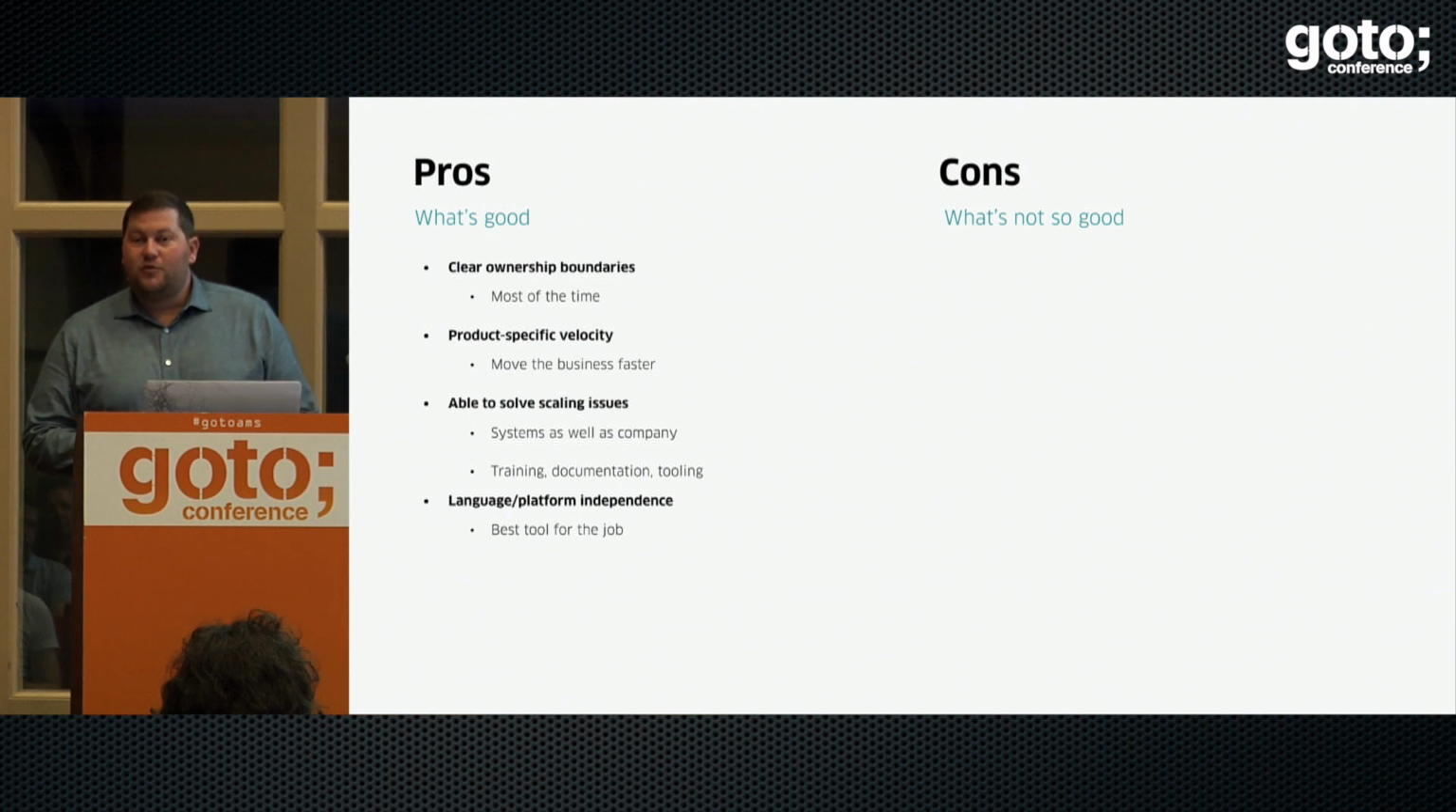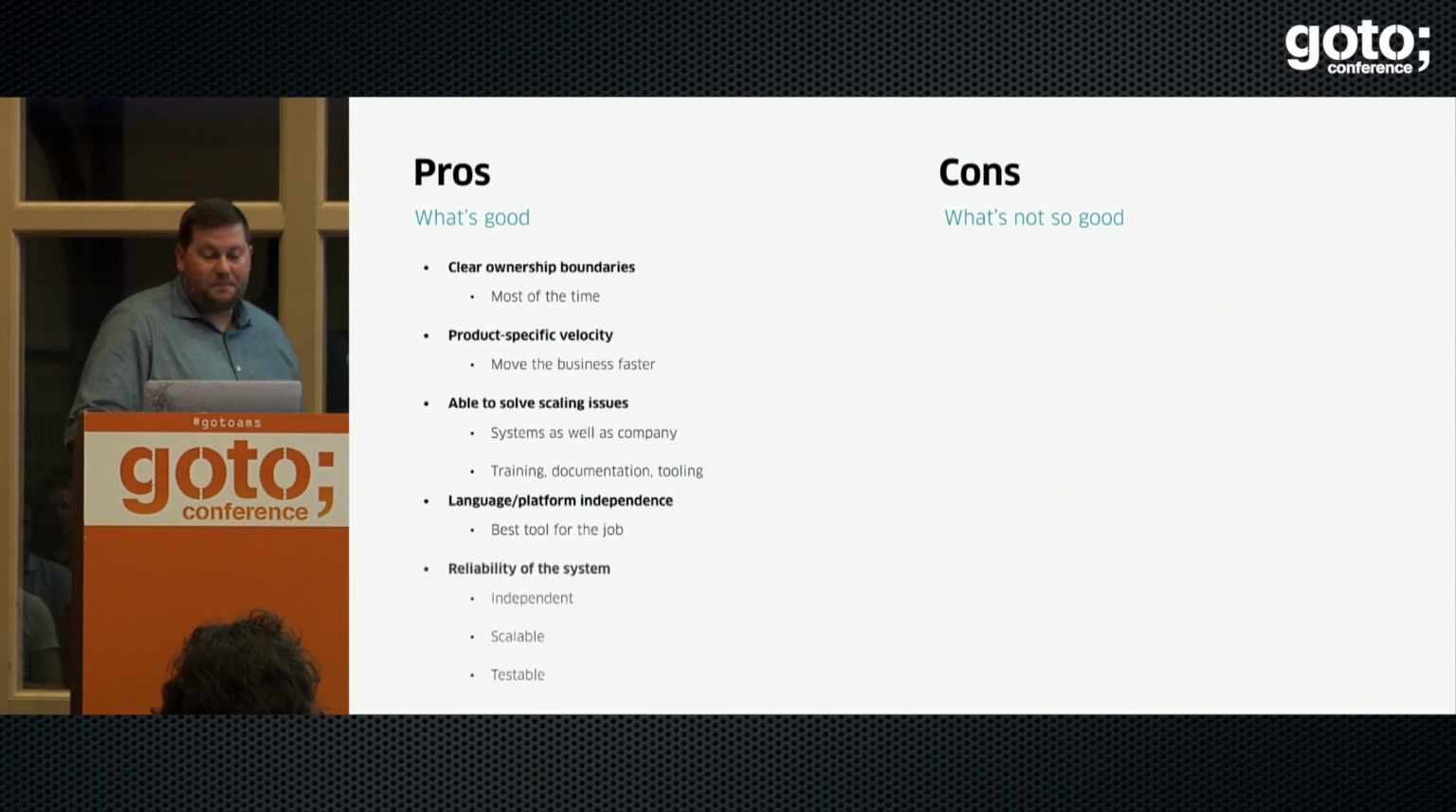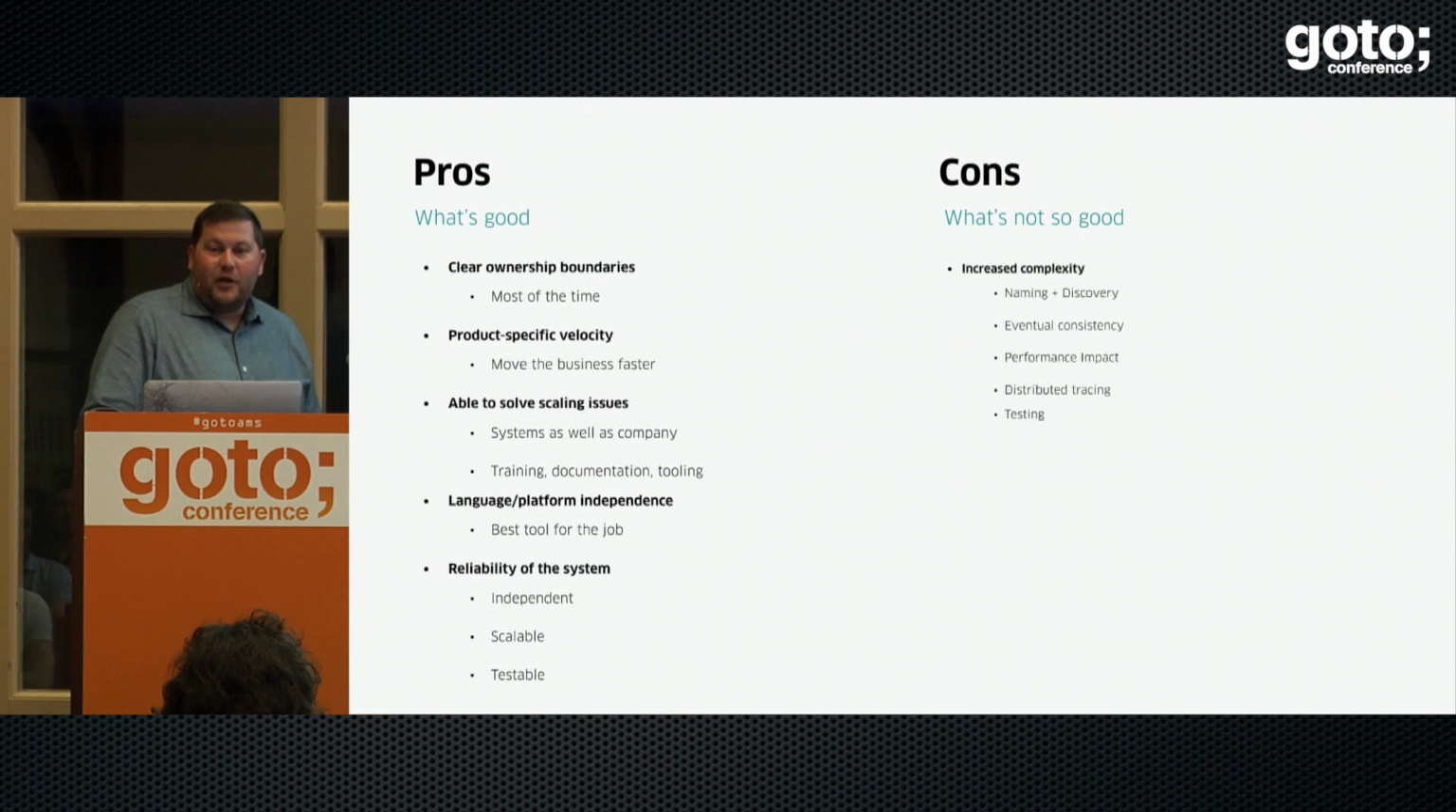But as the team goes from hundreds to thousands to multiple thousands, you really need to start to standardize. And so that's really what we started to do, is say, okay, we have a preferred set of languages, but you can use any tool you want for the job. But it also gave us reliability of the system as a whole. Each service is independent, each service is scalable, and each service is independently testable. But there's some bad that comes with the good.